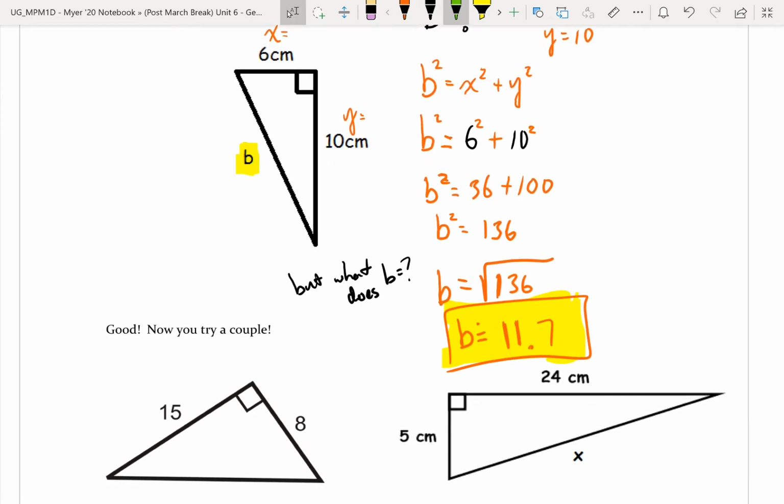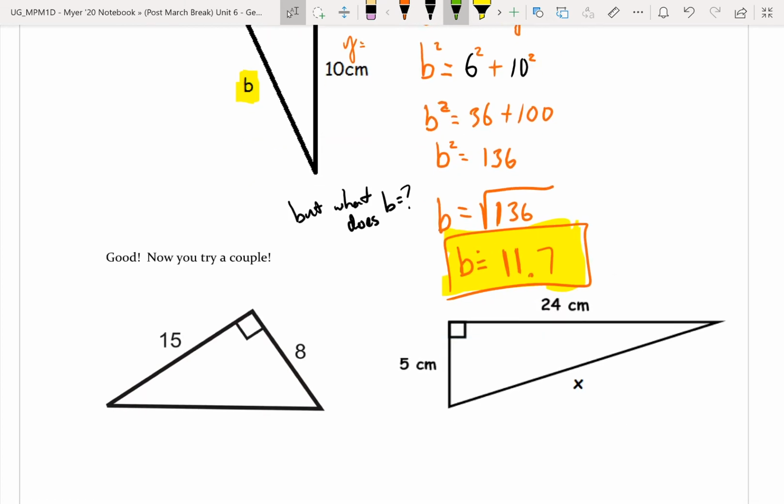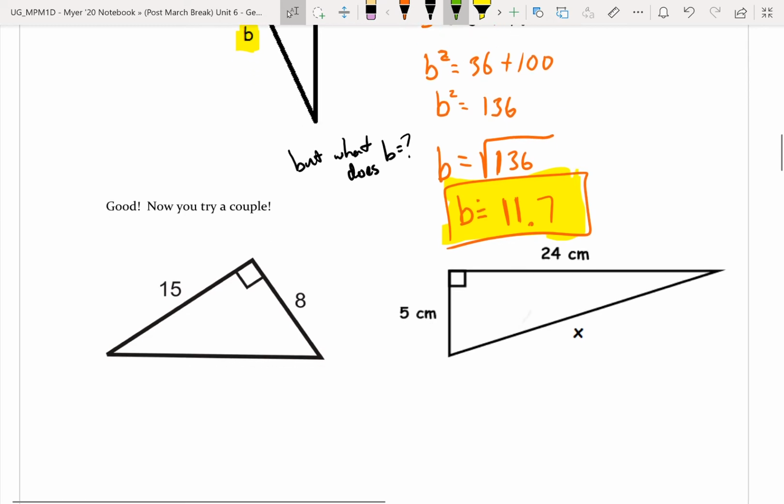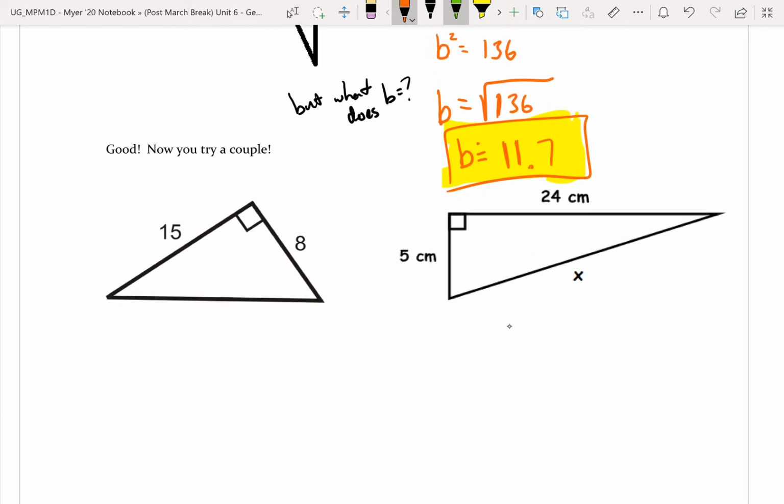Okay? So the key is the longest side squared is equal to the sum of the two shorter sides squared. All right? So this is where you would try a couple of these ones here. So you have the two shorter sides, and it doesn't really matter which letter you use. The letters are just placeholders. So I have the letter X in this one here, and I'll use the letter C in this one here, because a lot of you are used to seeing C as the longest side. But it doesn't have to be the letter C. It could be any letter, whatever you want to make it.